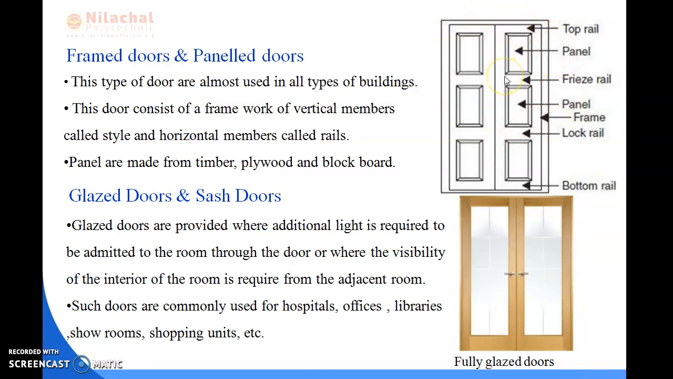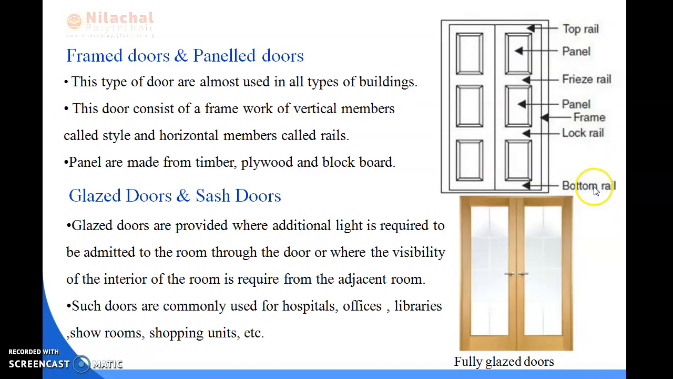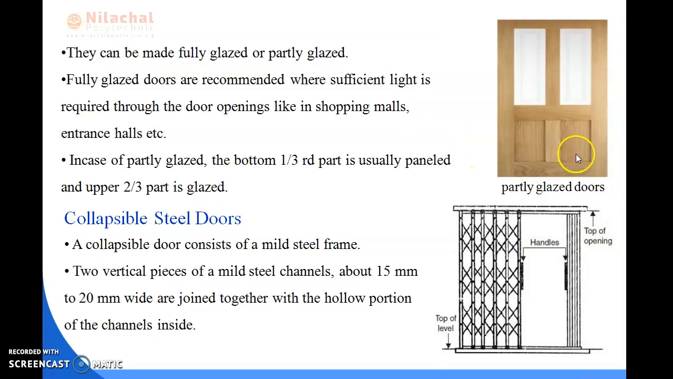Next we will be reading about glazed doors and sash doors. What do you mean by glazed doors? Here you can see the diagram of fully glazed doors, and here is a diagram of partially glazed doors. In the fully glazed doors, these doors are fully glazed, that means they are fully made up of glass. In the partially glazed doors, it is half made up of glass and half made up of wood.